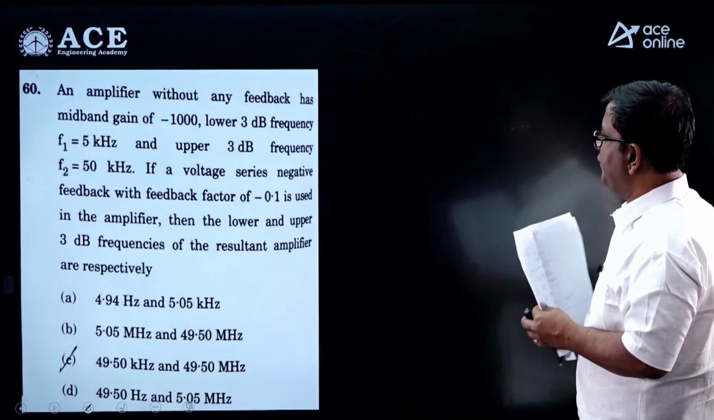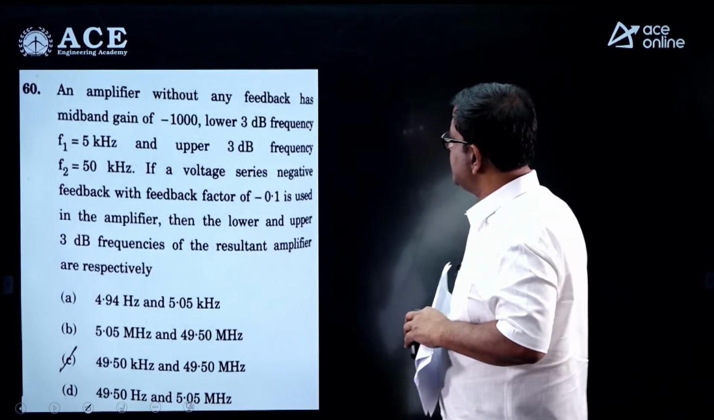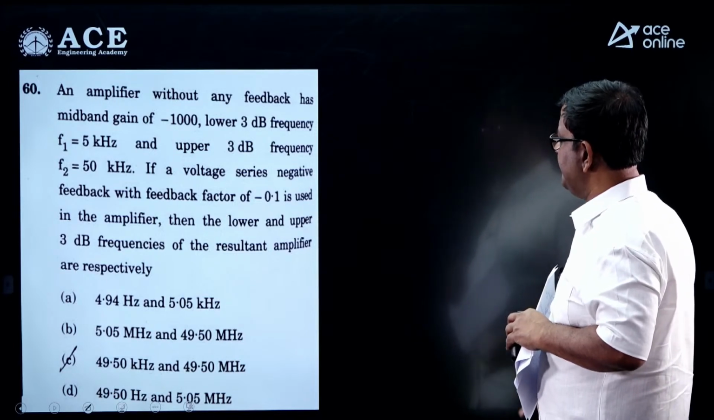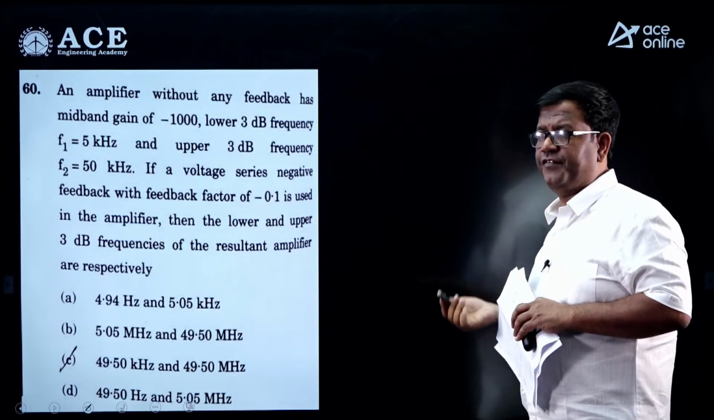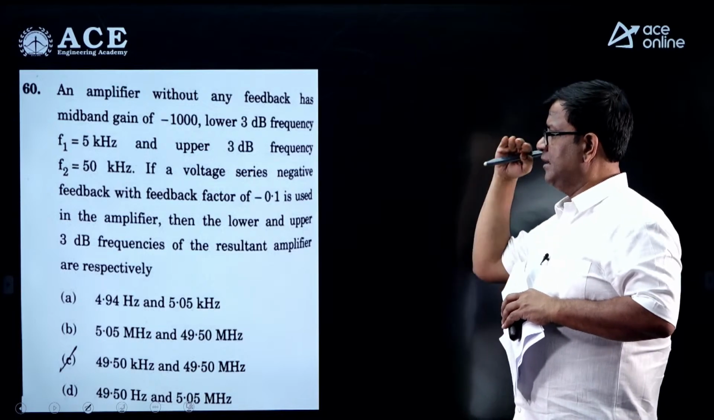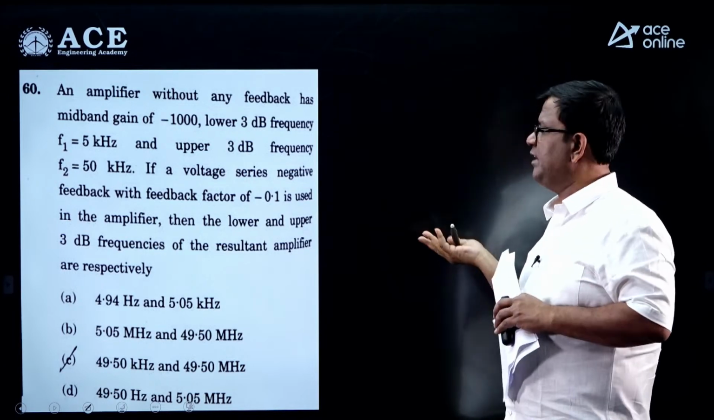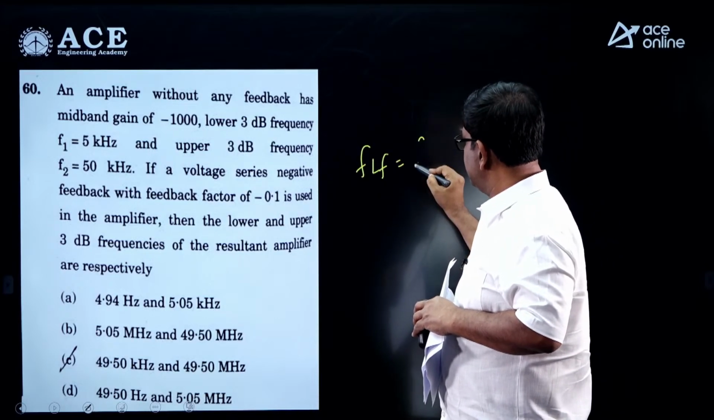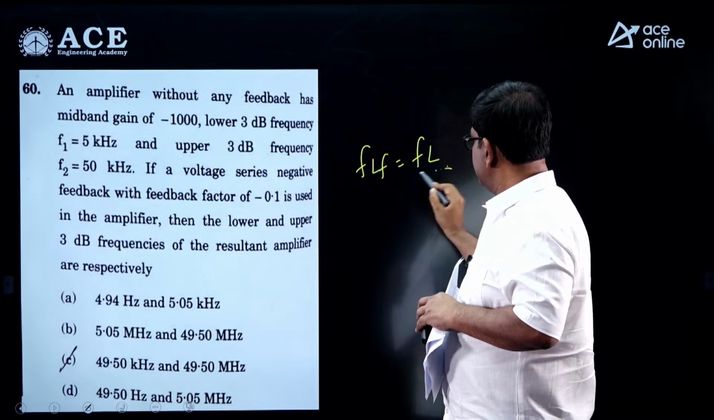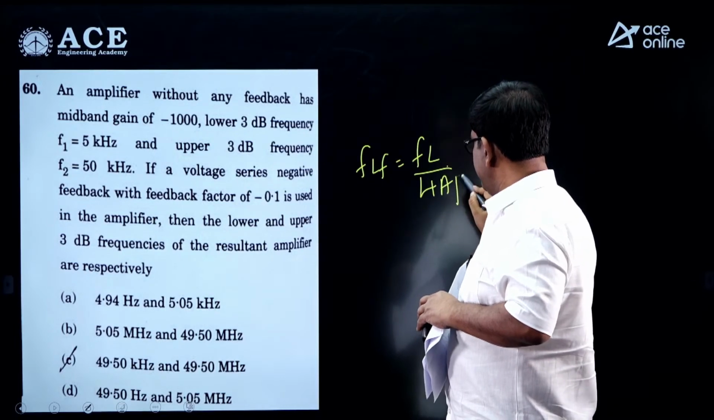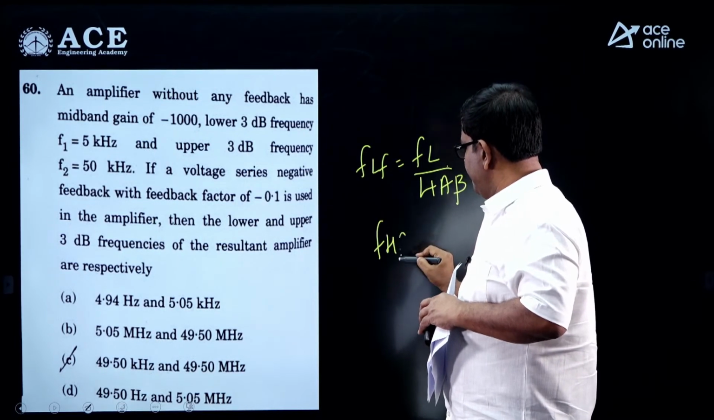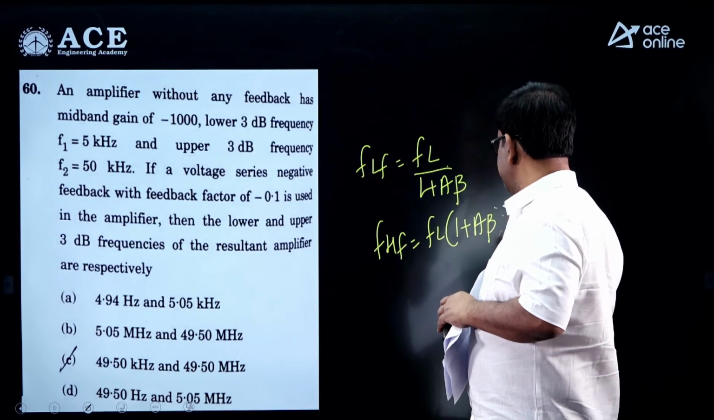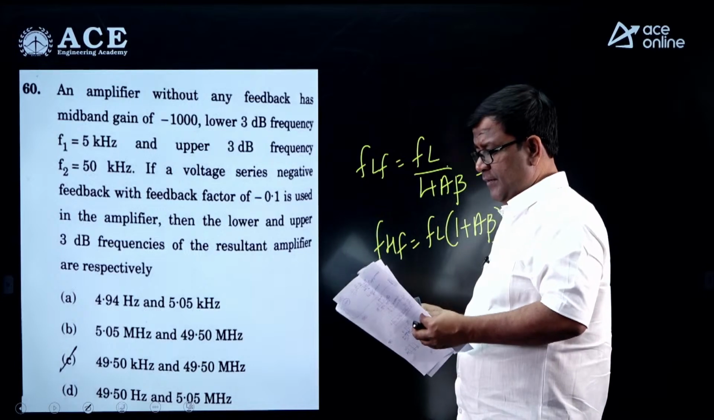An amplifier without feedback has a mid-band gain of minus 1000, the lower 3 dB frequency is given, and the upper 3 dB frequency is given. Now generally in a negative feedback structure, if gain reduces, the bandwidth will improve. So the lower cutoff frequency with feedback can be divided by 1 plus A beta, and the upper cutoff frequency with feedback you can multiply by 1 plus A beta. So it's a simple substitution problem.